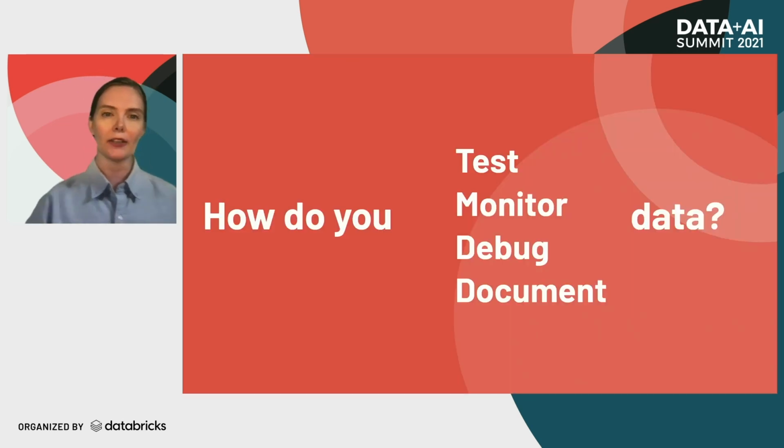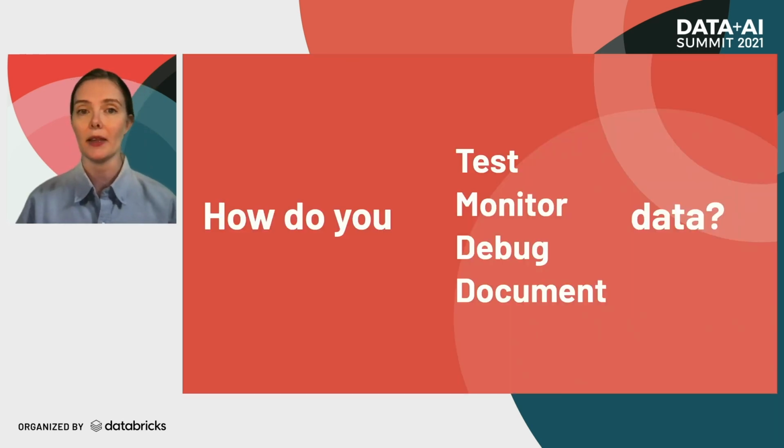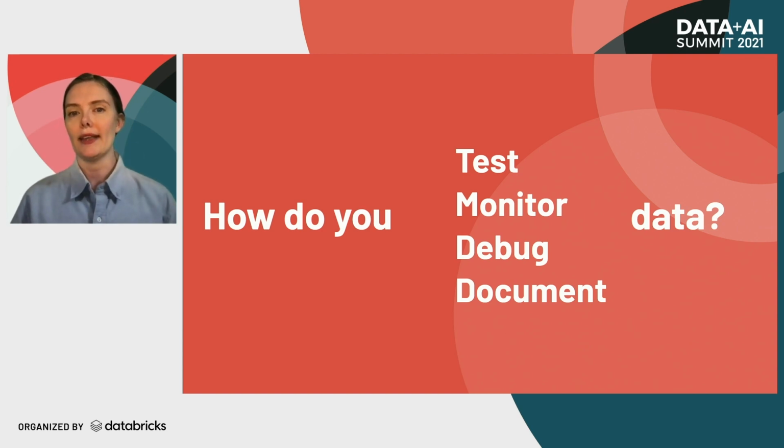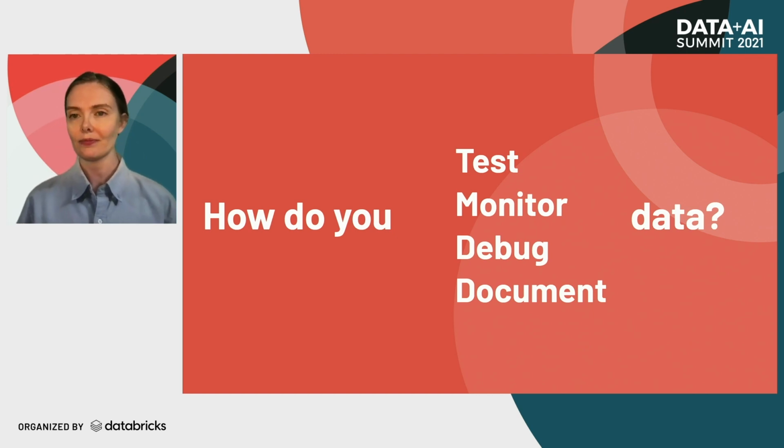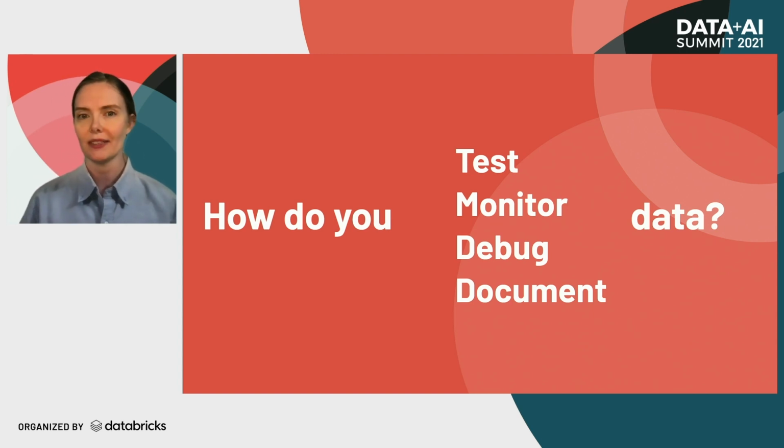Now think back to the first time or the last time you debugged a poor performing machine learning application. You check the code, the model version, the hyperparameters, the infrastructure, only to realize that the problem is actually in the data. So how do you debug data? How do you test it? How do you monitor it? How do you document it?